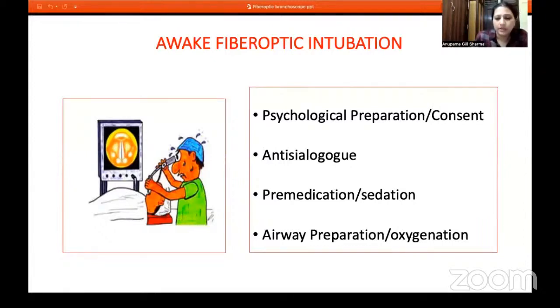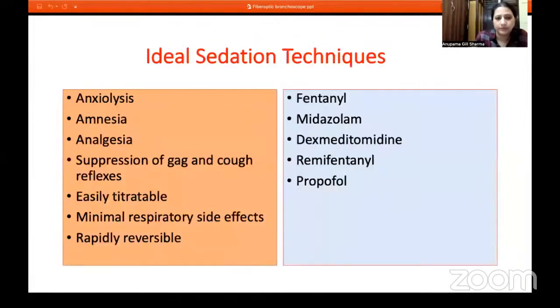Then there is a pre-medication, and then airway preparation. An ideal sedative technique is the one which gives good anxiolysis to the patient. He has amnesia, analgesia, and suppression of the gag and the cough reflexes. It is easily titrable with minimal respiratory side effects and rapidly reversible. Typically we use fentanyl and midazolam in small boluses of around 0.5 to 1 milligram of midazolam. Fentanyl may be in boluses of 20-25 micrograms. Propofol, if given in titrated doses at sedation doses, can be of very good help.